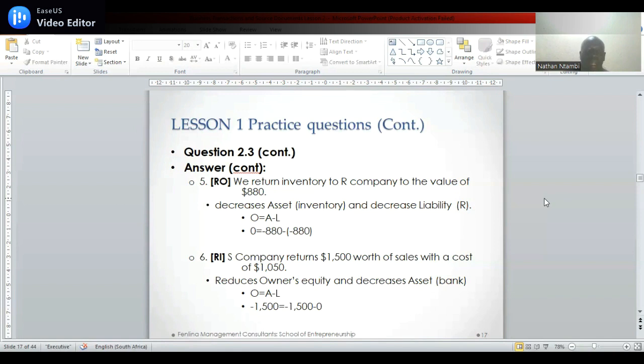6, S company returns 1,500 worth of sales with a cost of 1,050. This reduces the owner's equity and reduces the asset debtors. It's a return inwards. So it means that everything that happens as a sale is reversed the same way. And therefore, you're going to have 1,500 as a reduction in equity and also 1,500 in reduction of the asset.